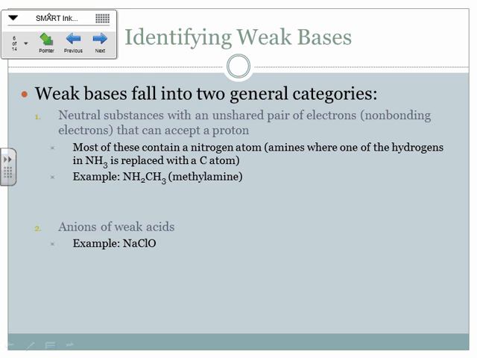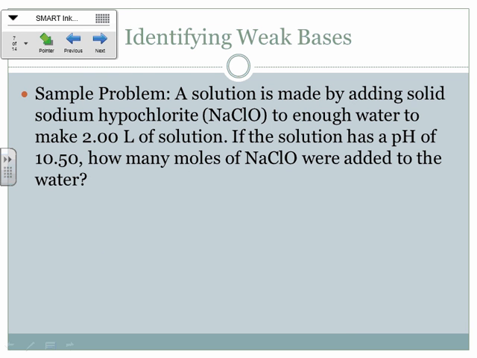So, a solution is made by adding solid sodium hypochlorite to enough water to make 2 liters of solution. If the solution has a pH of 10.5, how many moles of NaClO are added to the water? That's interesting. That's a little bit different than the questions we've been asking at this point.